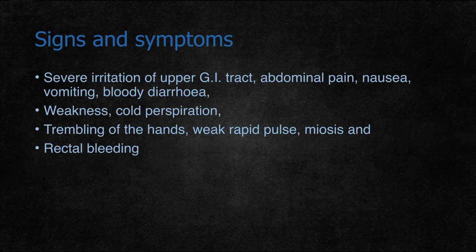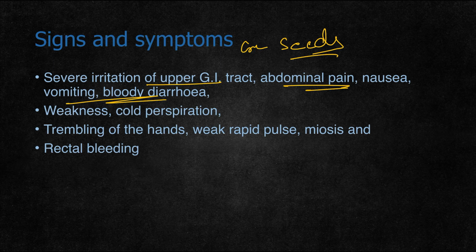Coming to signs and symptoms, the seeds must be crushed. When crushed seeds are consumed, they cause symptoms. There is severe irritation of the upper GI tract, abdominal pain, nausea, vomiting and bloody diarrhea. These are followed by weakness, cold perspiration, trembling of hands, weak rapid pulse, miosis with pinpoint pupils, and rectal bleeding.